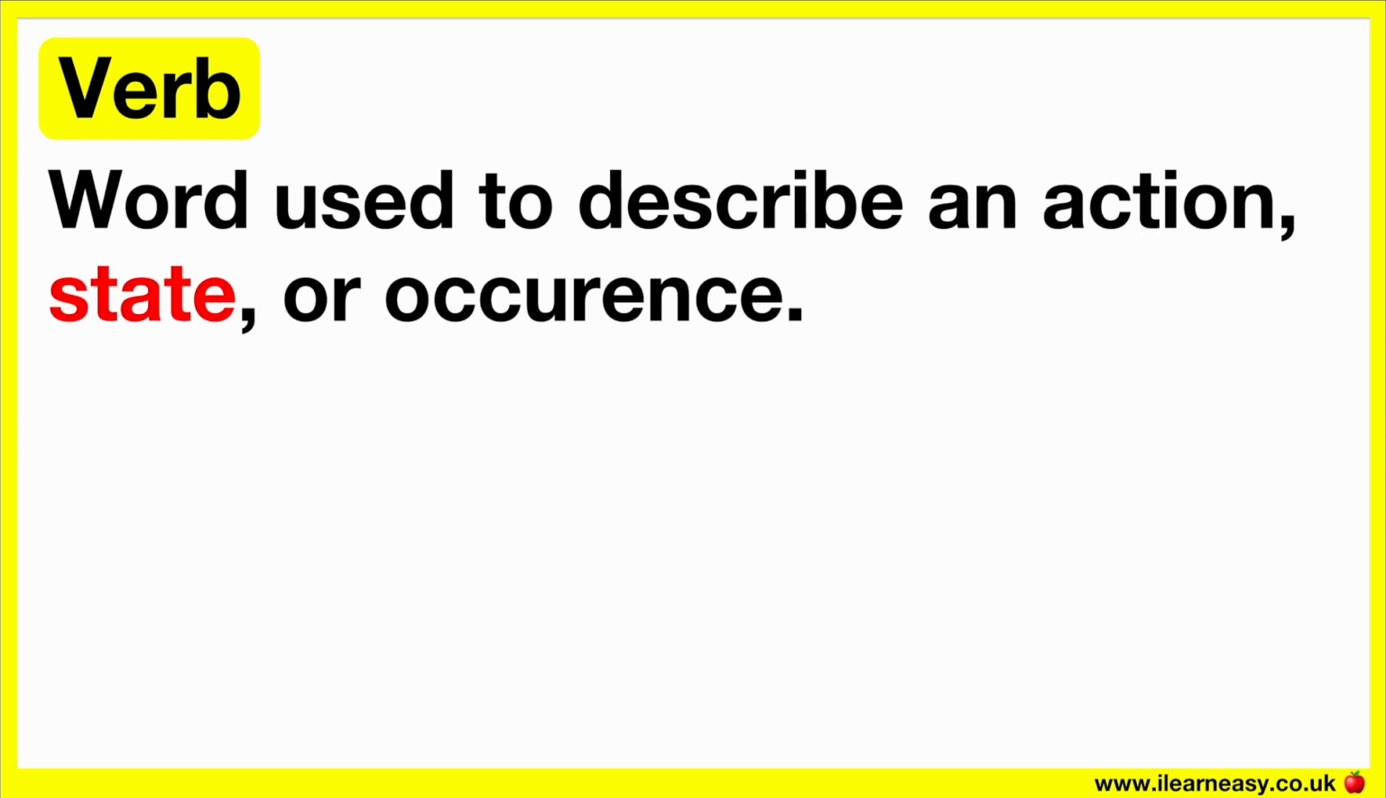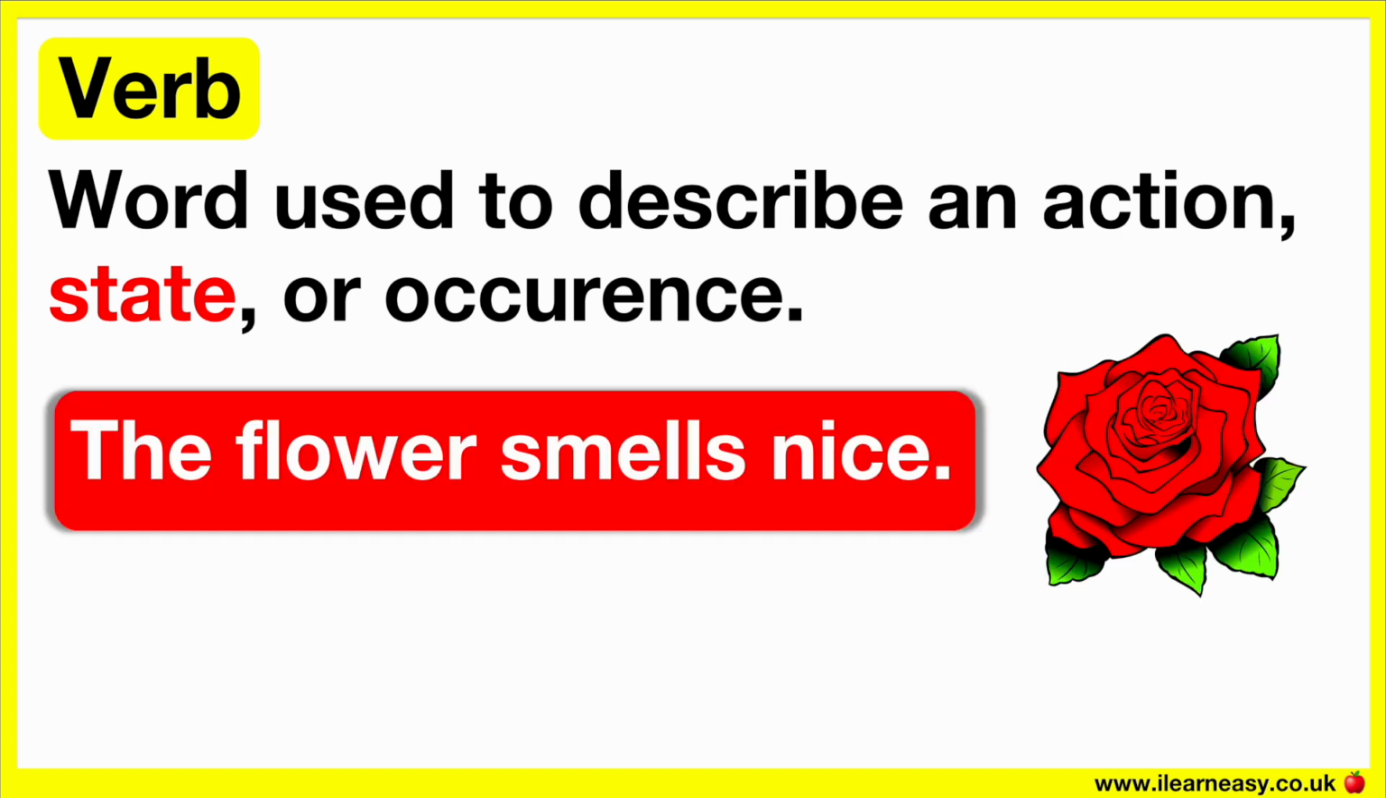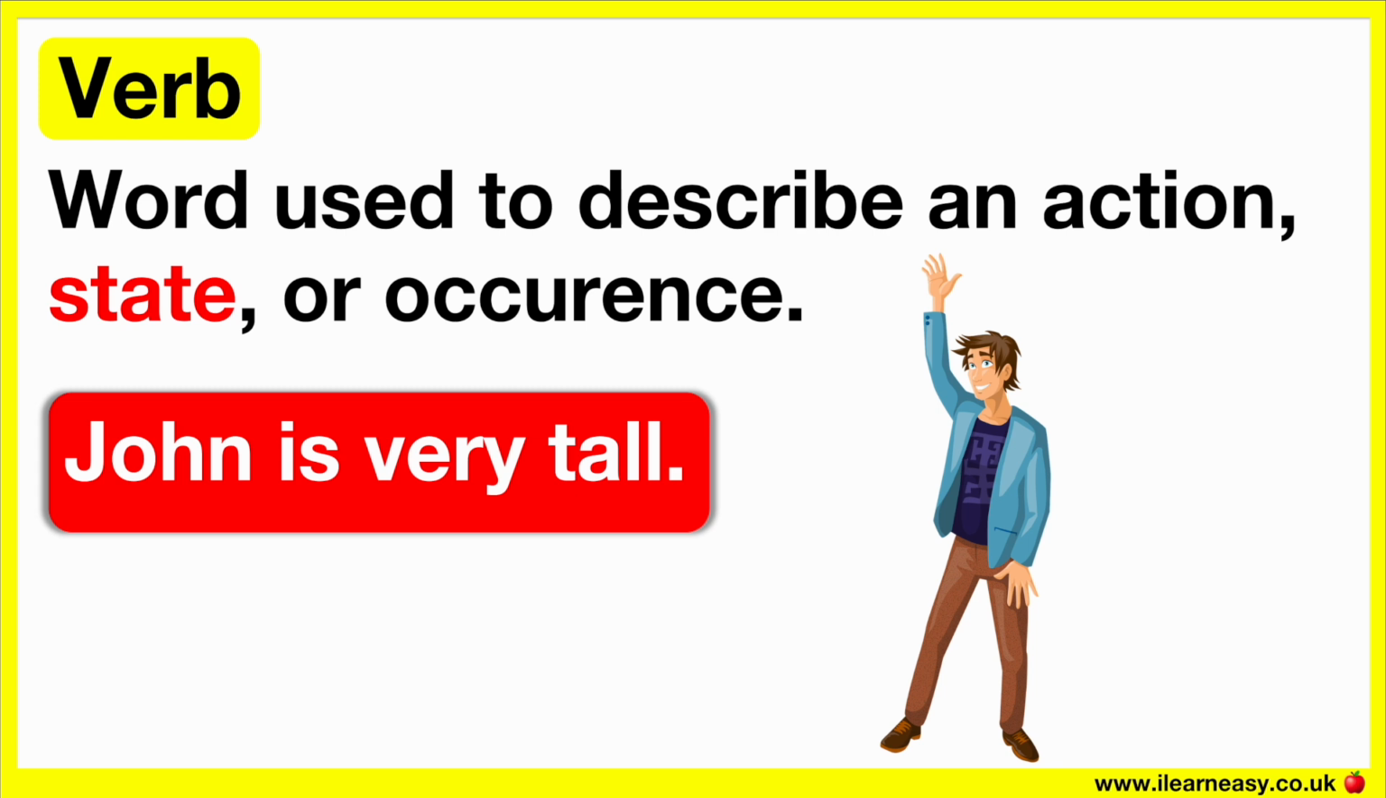When describing a state of being, we can think of the way something exists. The verb links the noun to another word, usually an adjective. These verbs can also describe feelings and opinions. For example, the flower smells nice. The verb in this sentence is smells because it's used to describe the state. John is very tall. The verb in this sentence is is because it's used to describe the state.